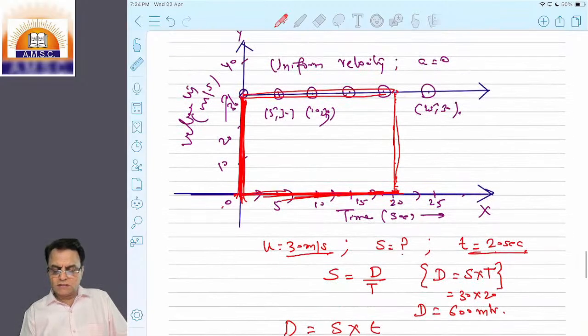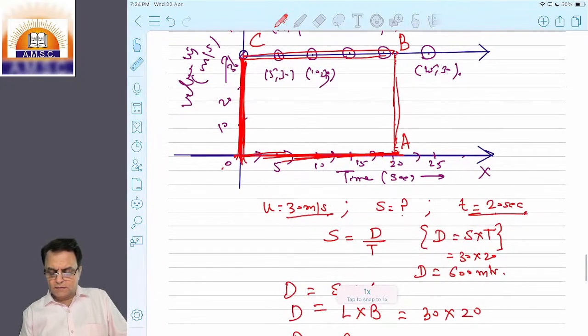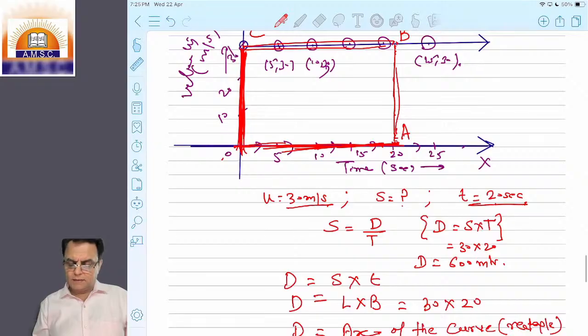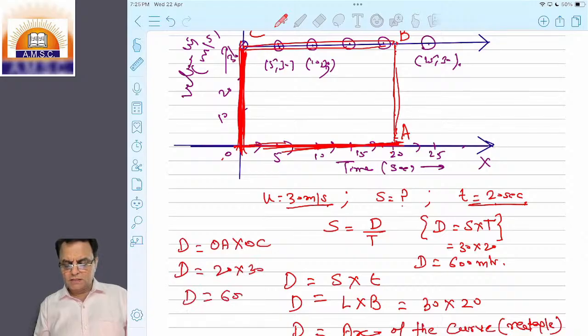This is O, this is A, this is B, this is C. Distance is equal to what? Area of the curve. What kind of curve? Rectangle. And hence distance is equal to area of the curve OA multiplied with OC. So distance is equal to OA value is 20, OC is 30, comes out to be 600 meters. क्या इतना clear है? Please tell me.